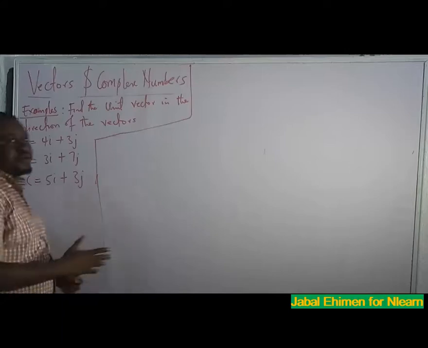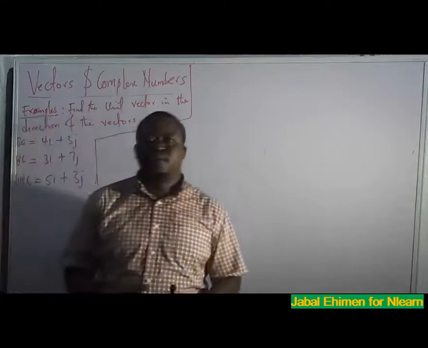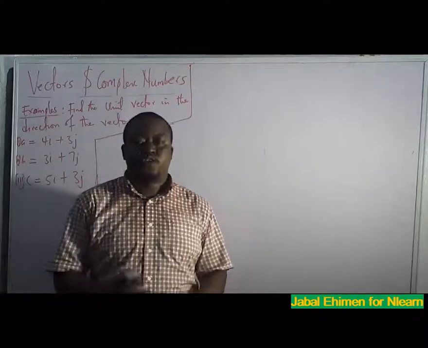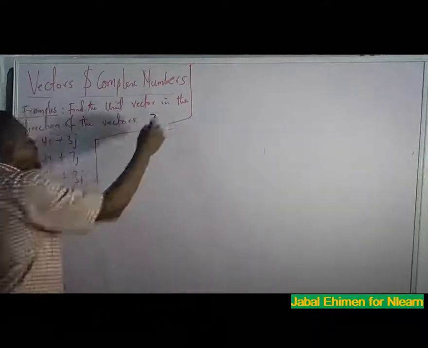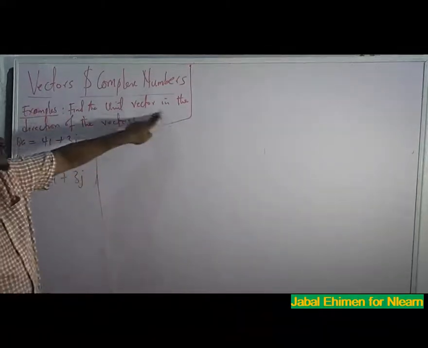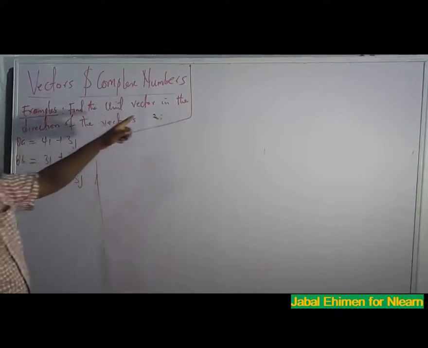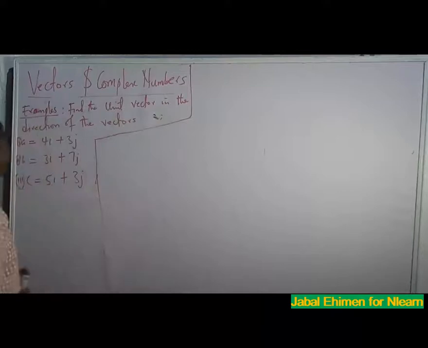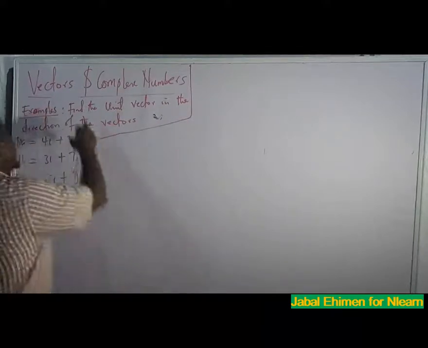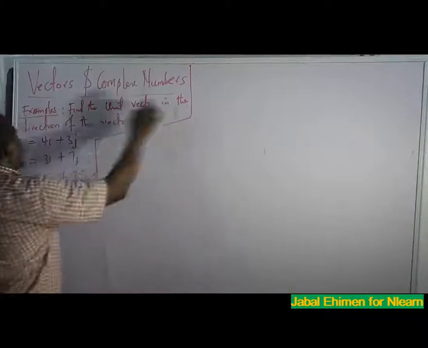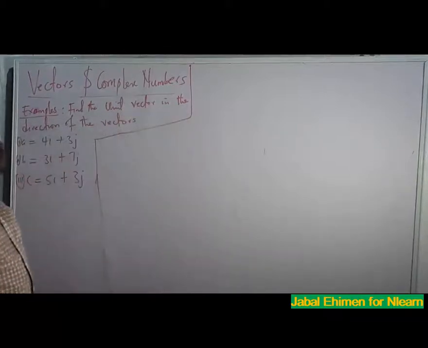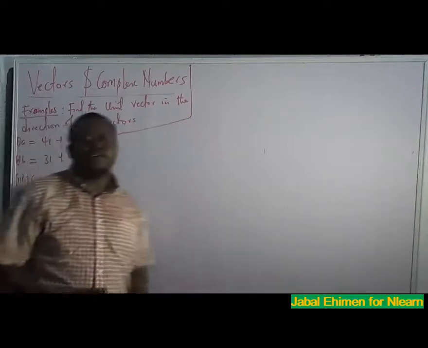Now to round this up, we need to consider something else that has to do with directional vectors. I'll take that from one of your question books, question 4. It says, find the unit vector in the direction of the following vectors.